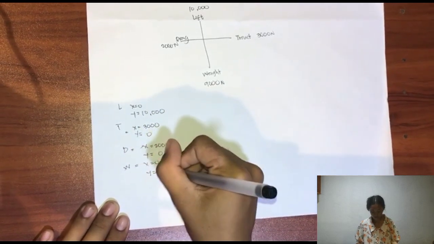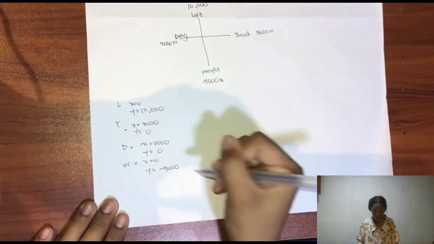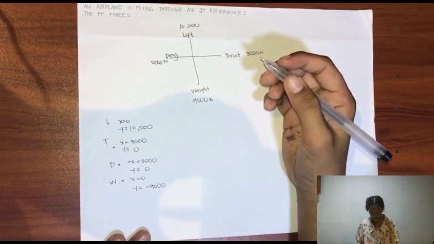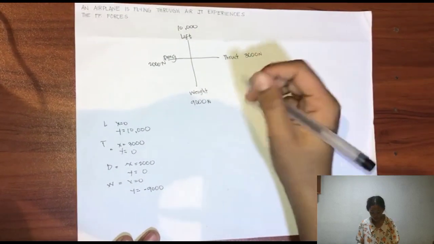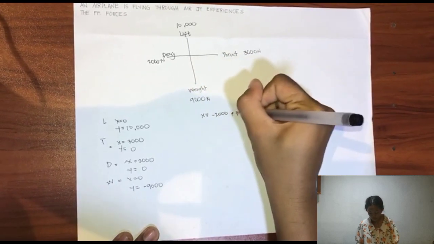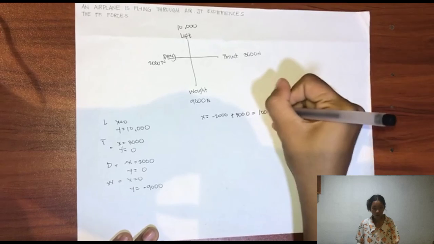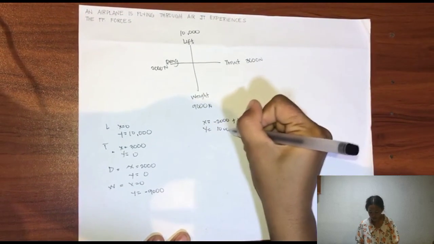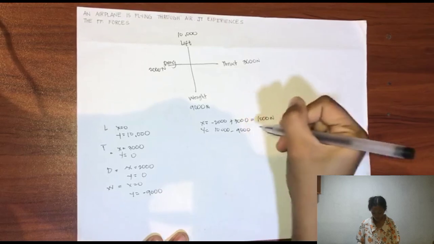negative 9,000. So, para makuha natin ang x component, ay ipag-add lang natin silang lahat. So, x is equals to negative 2,000 plus 3,000 is equals to 1,000 Newton. And ang y naman is equals to 10,000 minus 9,000, it is equal to 1,000 Newton.